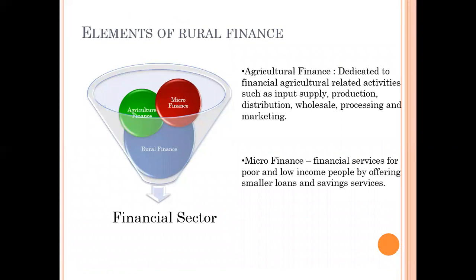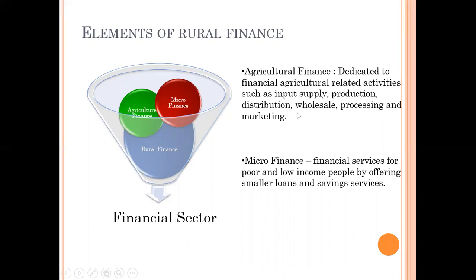And as we know that elements of rural finance, when we will see, first one is agriculture finance and another one is microfinance. So these two combinedly we will say it comes under rural finance. So agriculture finance is dedicated to financial agriculture related activities such as input supply. Input, what are the inputs? Like purchasing of seeds, for pesticides, for fertilizers, for agri machineries. Okay, so all these things come here. And production, distribution, wholesale, processing and marketing.